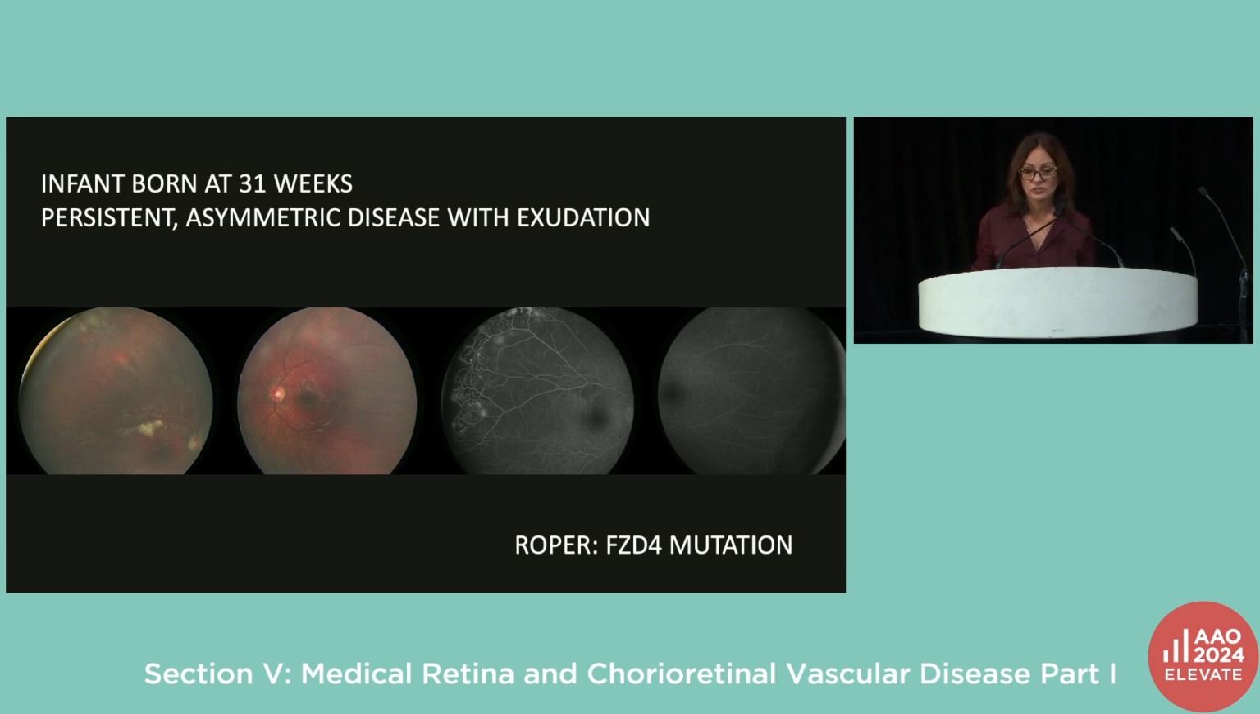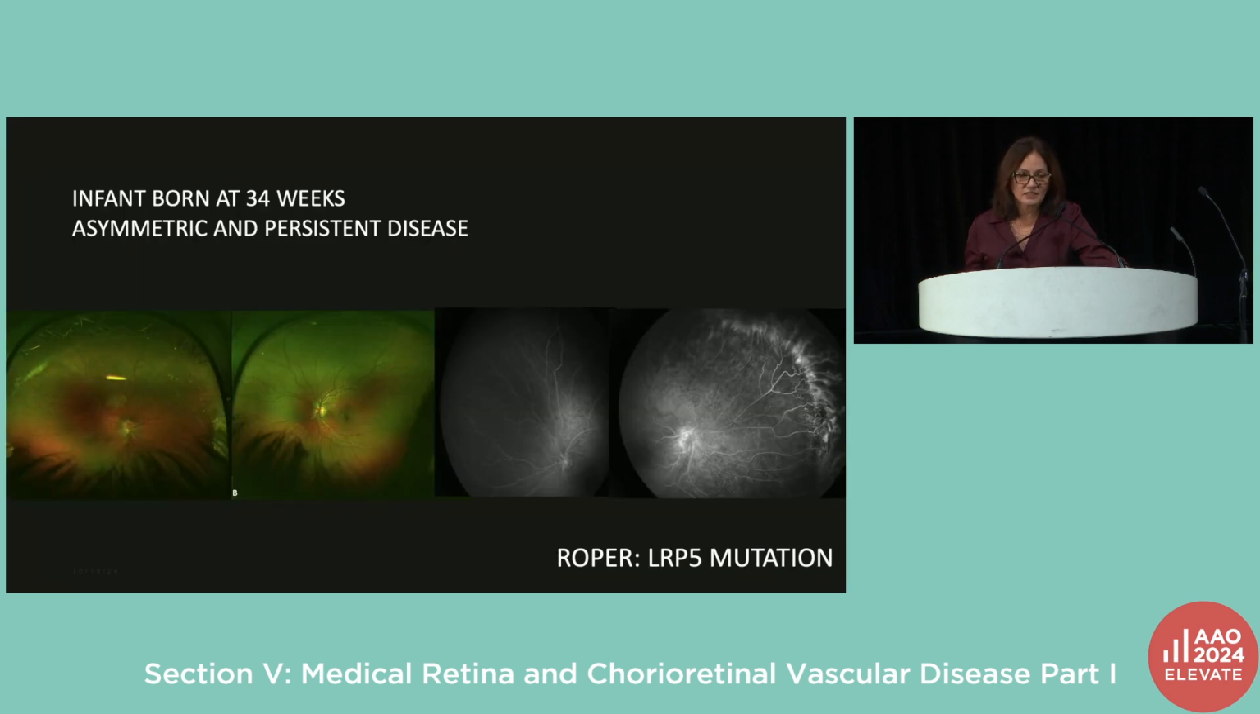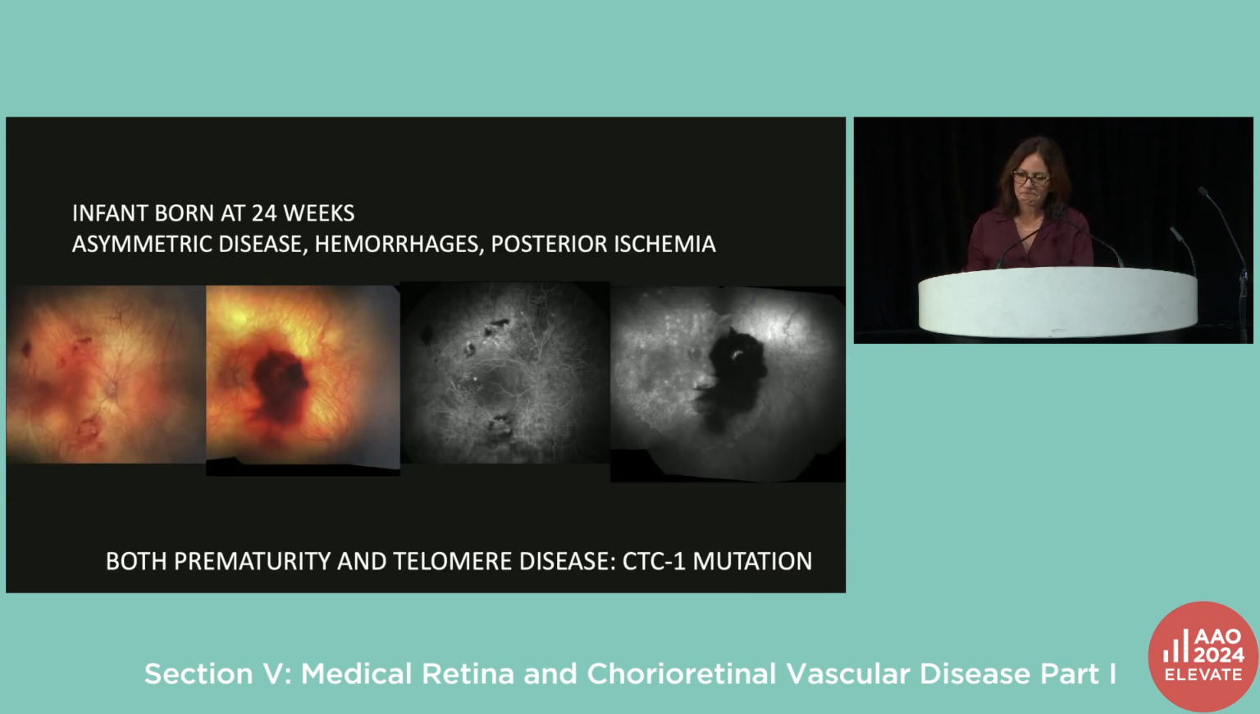So a few cases to show you. This is an infant born at 31 weeks with persistent asymmetric disease and exudation, and genetic studies showed ROP with a mutation of the Frizzled4 gene. This is an infant born at 34 weeks, asymmetric and persistent disease, an ROP case with an LRP5 mutation.